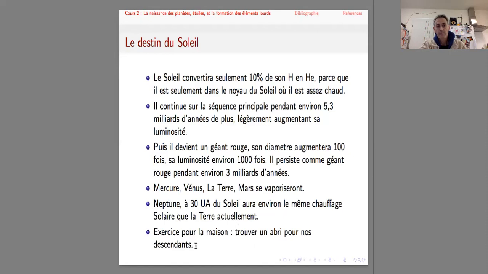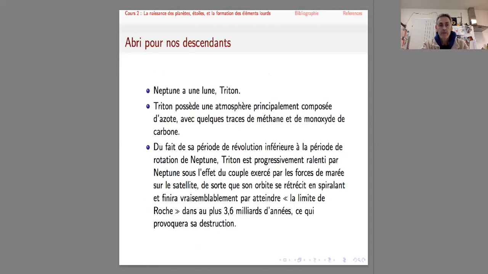And so I propose as an exercise for you to think about where our descendants can go to survive this red giant phase of the sun. I've suggested one possible consideration here would be that we go live. Of course, we can't live on Neptune, but a satellite of Neptune would be a good idea.